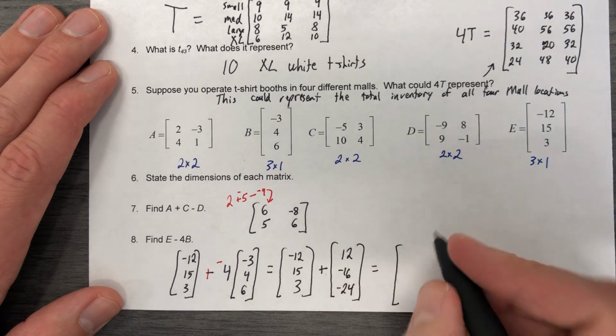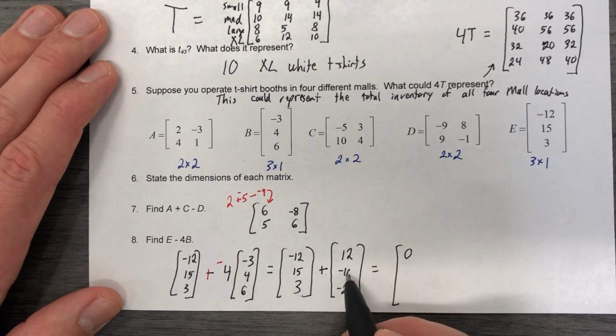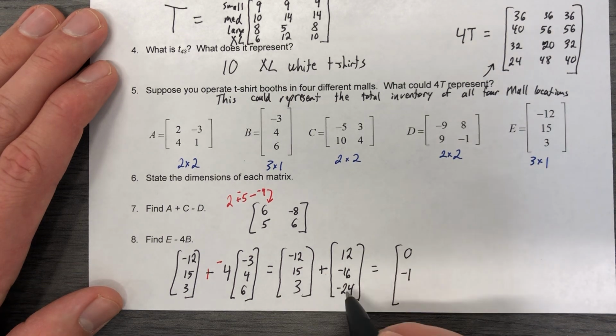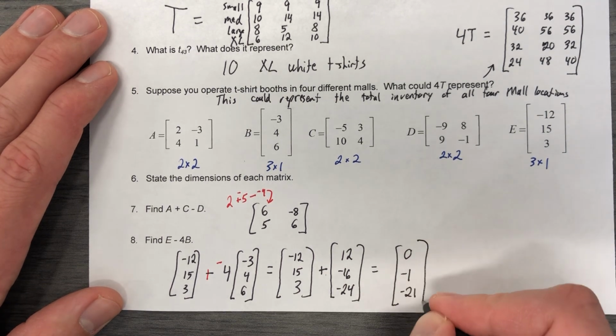So negative 12 plus 12, 0. 15 plus negative 16, negative 1. 3 plus negative 24, negative 21. And there we go.